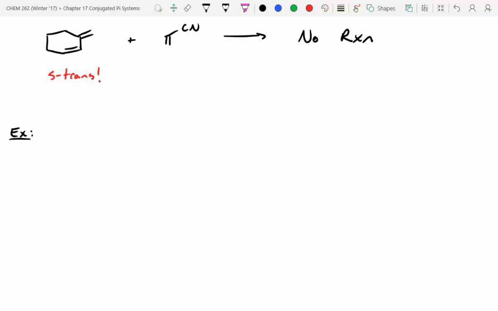Let's try this guy. All right, this isn't S-cis, but what can we do to drive it to the S-cis conformation? Throw in energy. Yeah, throw in energy, right? We said that there's a 15 kcal per mole rotational barrier, but we can push that. So we'll heat this up typically. Now we're ready to go.